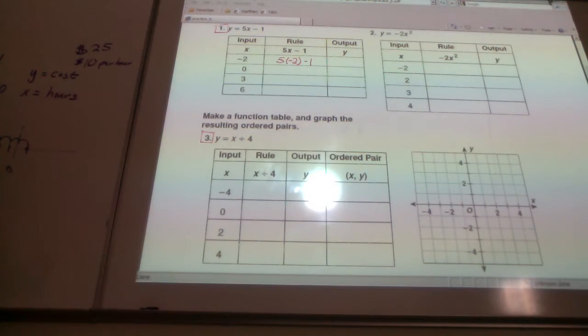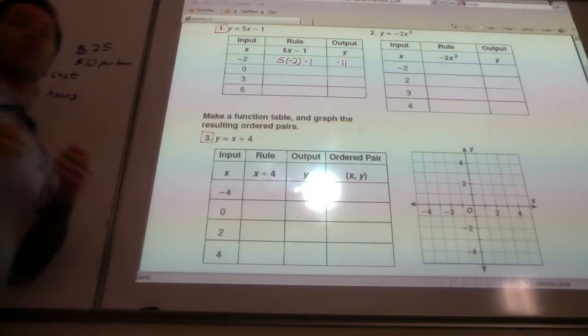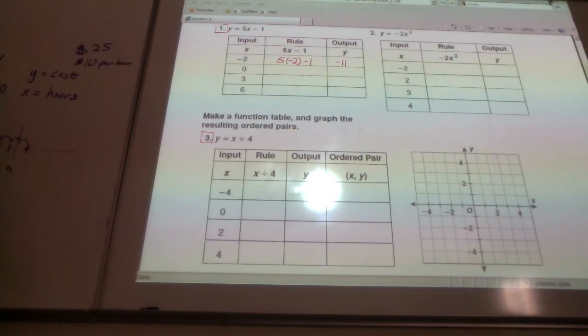So if we're at -10 and we're backing up 1, where are we at? No, we have to back up 1. It's actually -11. Where is yours?